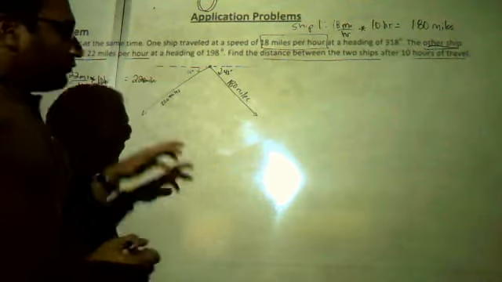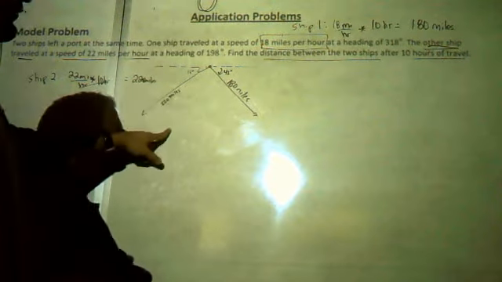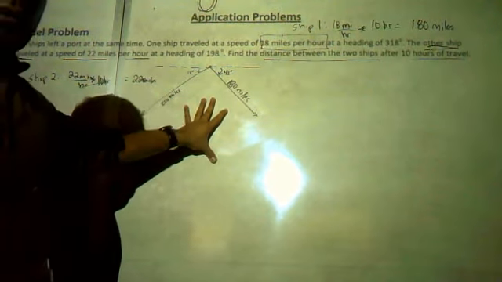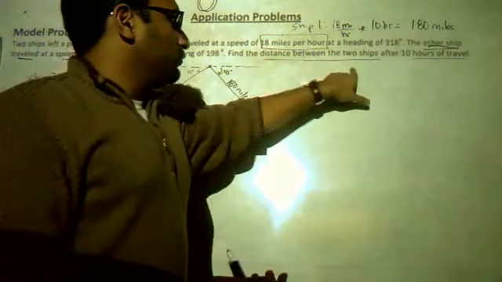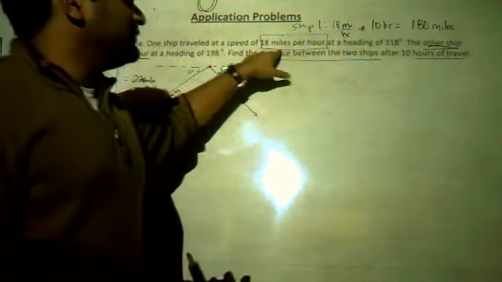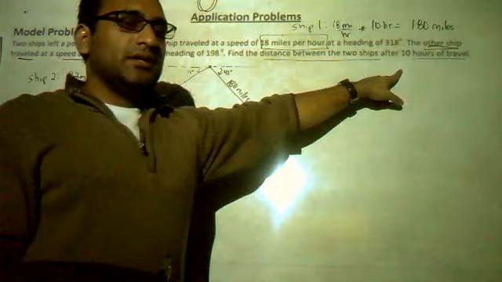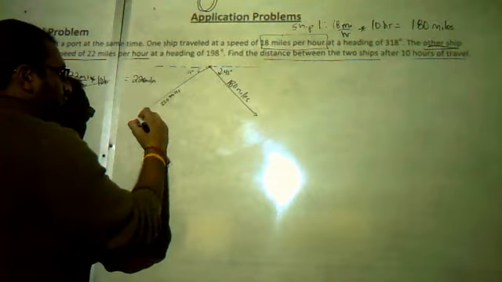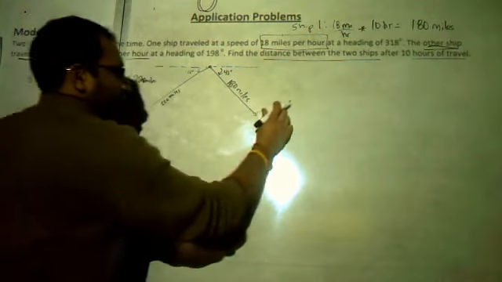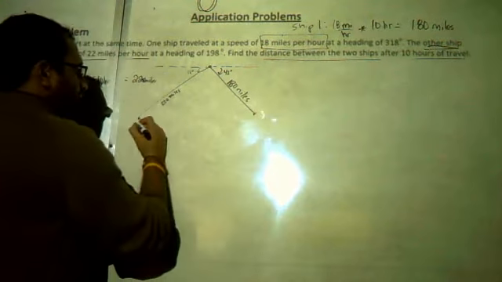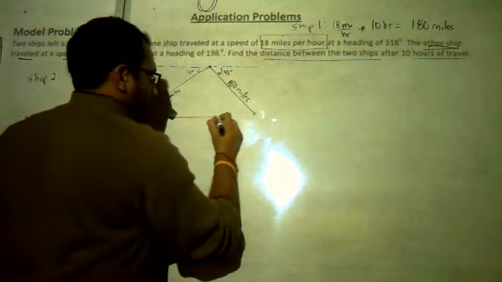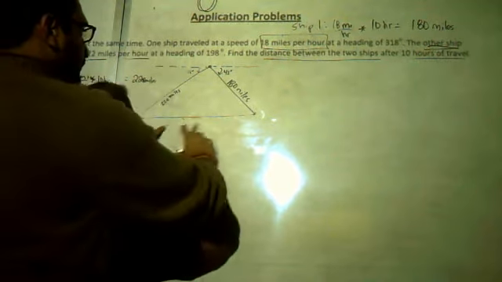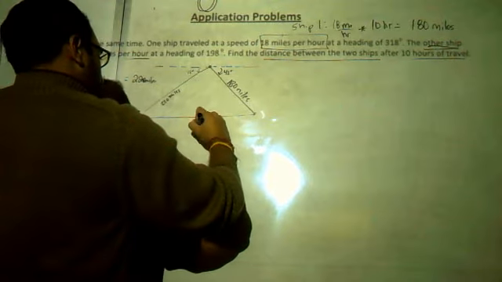So, we figured out everything that they've asked us for. Well, we figured out what our diagram must look like. But we have to find what question we are trying to answer. Well, we're trying to find the distance between the two ships after 10 hours of travel. So this is where ship number 2 ends up. This is where ship number 1 ends up. Wow, what do you know? We have a triangle. We're trying to find this distance between the two ships. So let's call that distance h.